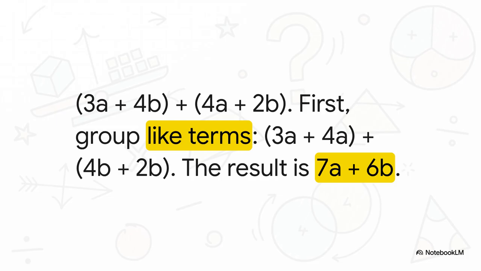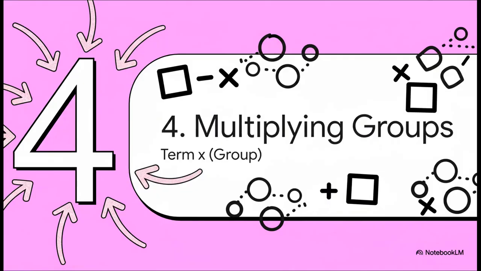Because remember, we can't add apples and bananas. So good. Let's move on to our next rule. What happens when we need to multiply a single term by a whole group of terms? Well, this uses a really important idea in math.